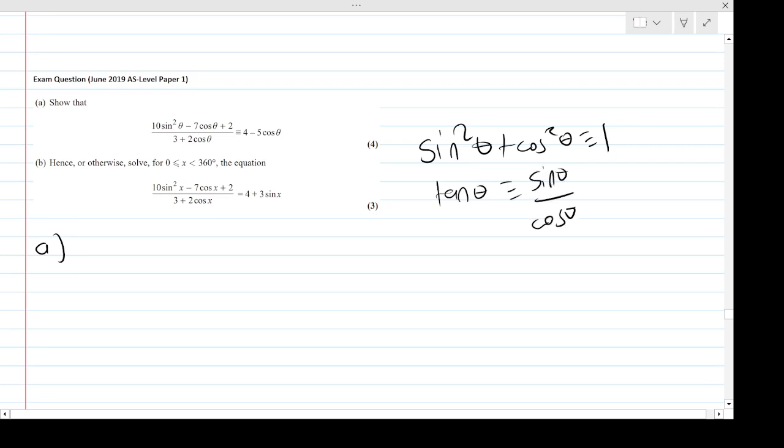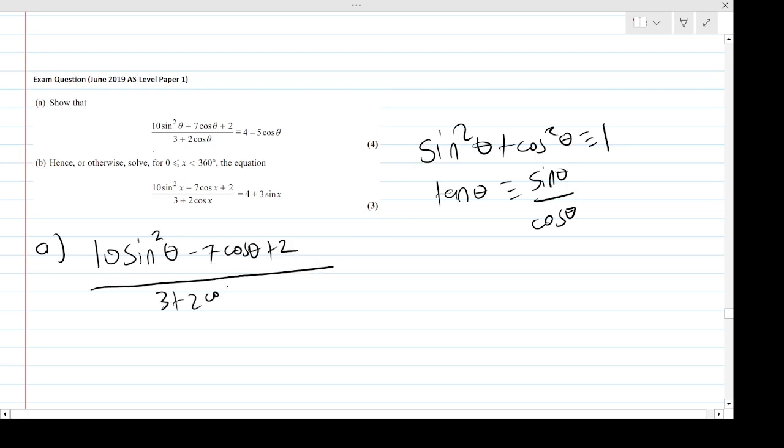So again, with identities then, on one side of the identity, I then need to simplify it and end up with the other side, right? And I usually want to work with the more complicated side and break that down. Well, clearly this fraction is probably what we're going to be working with, right? So let's start with this. 10 sine squared theta minus 7 cos theta plus 2 over 3 plus 2 cos theta.